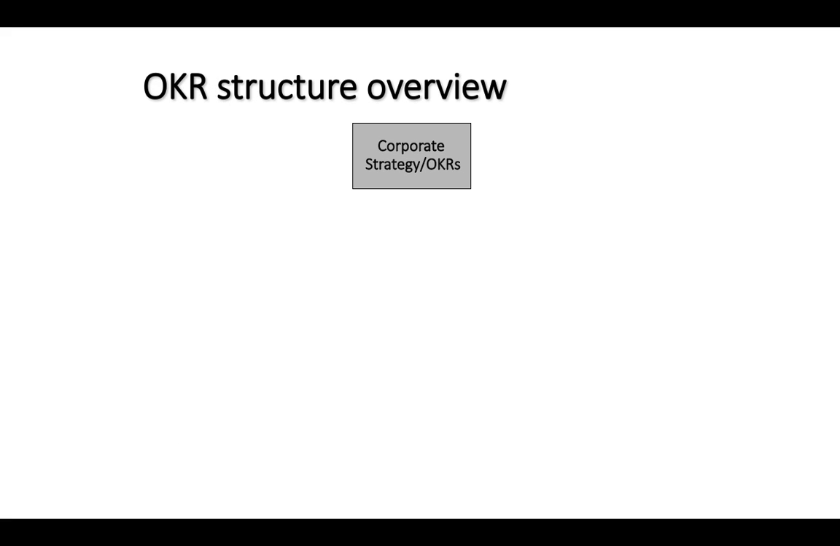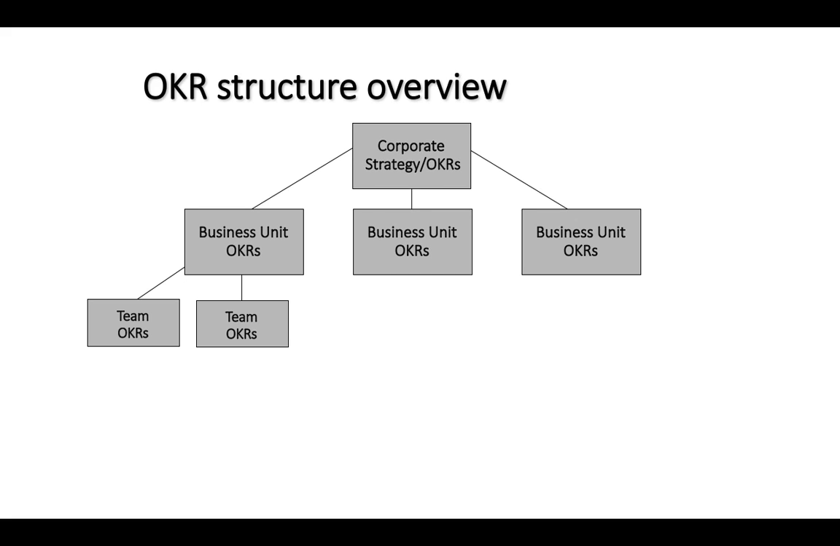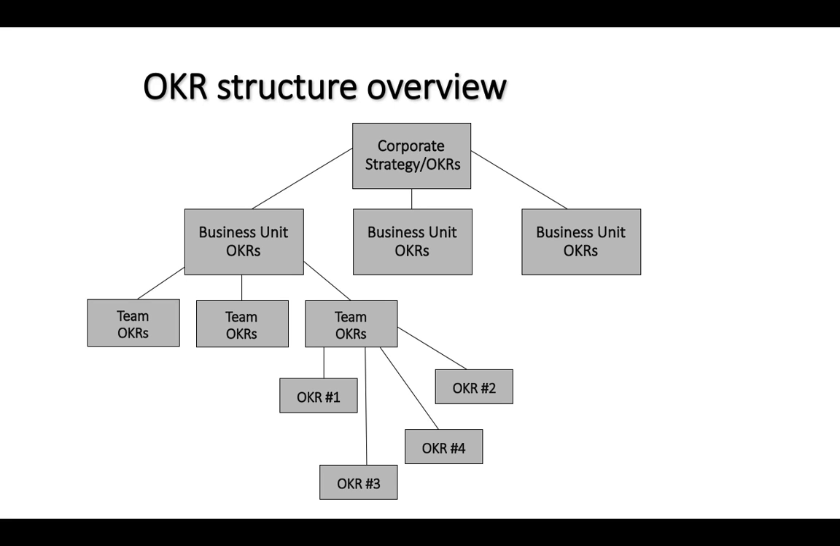The structure of the OKR system will vary from organization to organization and usually starts with the corporate level strategy and/or OKRs. From that, business unit OKRs can be developed, and team OKRs are next. I should point out that the one thing this simple diagram doesn't indicate for you is the cross-functional dependency of some of the OKRs, which is critical for horizontal alignment. You can find that discussion on other videos on my YouTube channel.